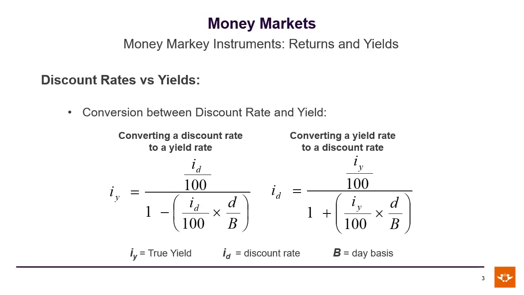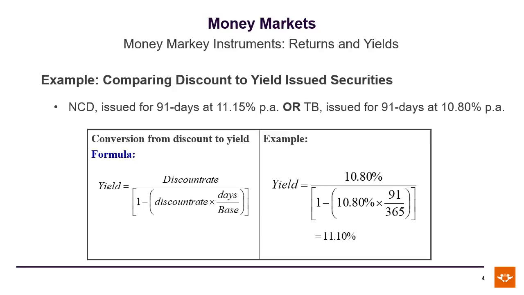Now here we have an example of an NCD which is issued for 91 days at a yield of 11.15%, and a treasury bill which is issued for 91 days at a discount rate of 10.8% per annum. Now we need to decide which of these two is the better investment. So we've decided to convert the discount to a yield. And in doing that, we end up with a yield of 11.1%. So on the basis of this, we can see that the NCD is actually the better option when comparing the two instruments.